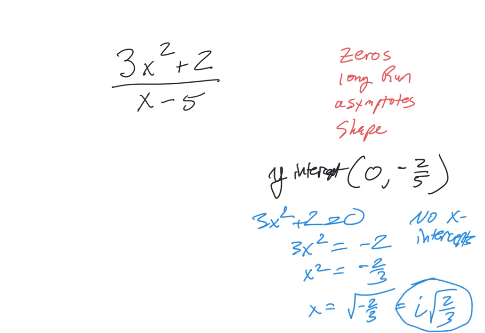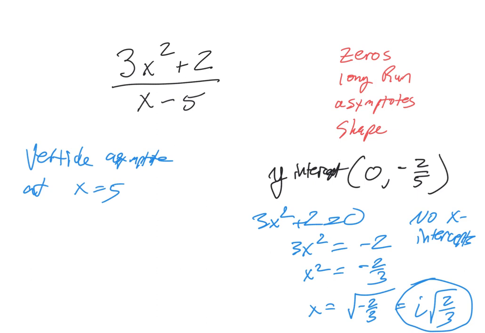All right. Asymptotes occur when the denominator is equal to 0. So I will have a vertical asymptote at x equals 5, because when I put 5 into here, 5 minus 5 is 0. I have 0 in the denominator, so I have a vertical asymptote.